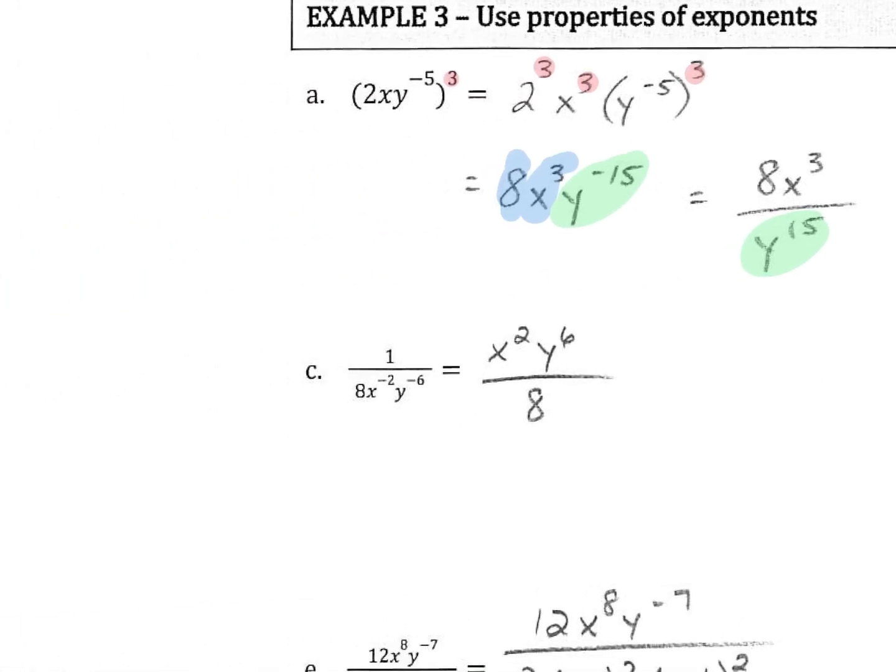Example C is a little smaller. We start out by seeing that we have this negative 2 as an exponent underneath, and we also have this negative 6. We can handle both of those situations by simply moving that term to the top of the fraction, or to the other part of the fraction, and that's as far as we can go. We have all the letters put together that we can put together.